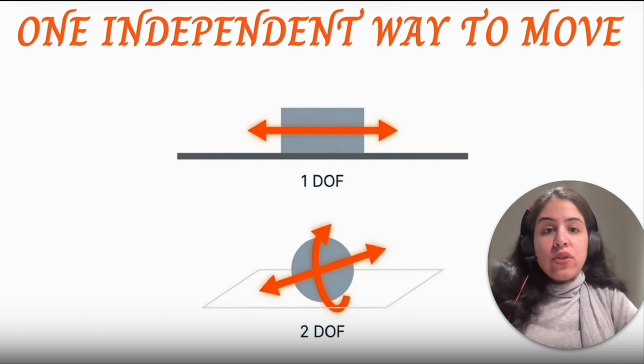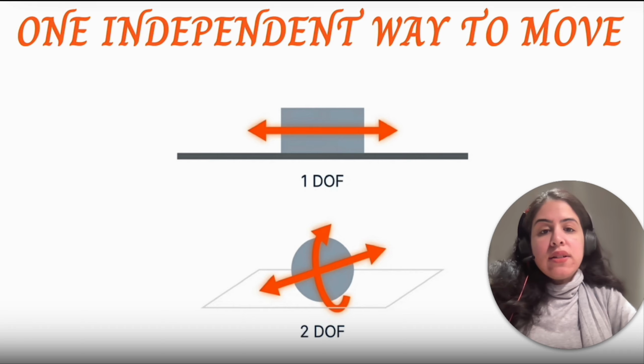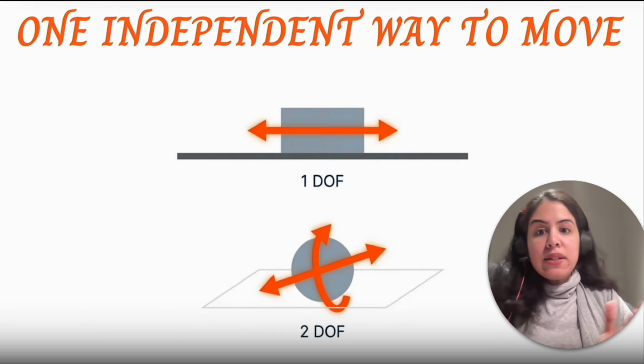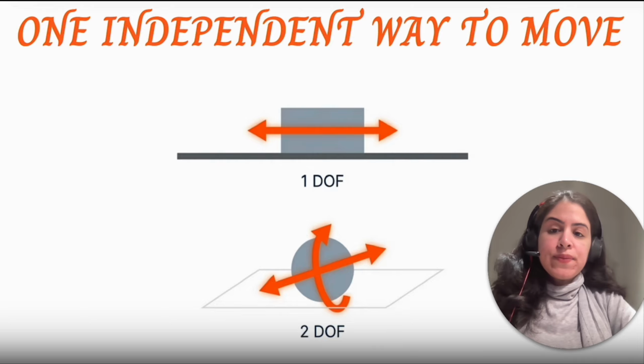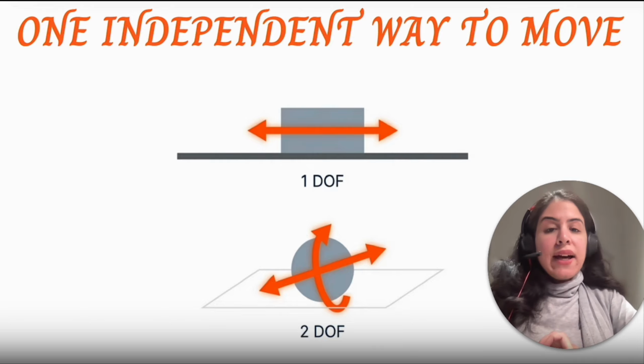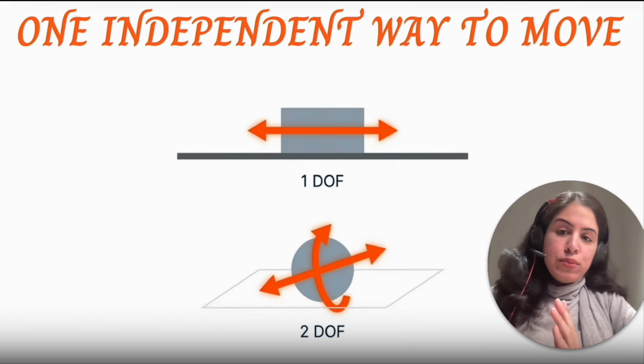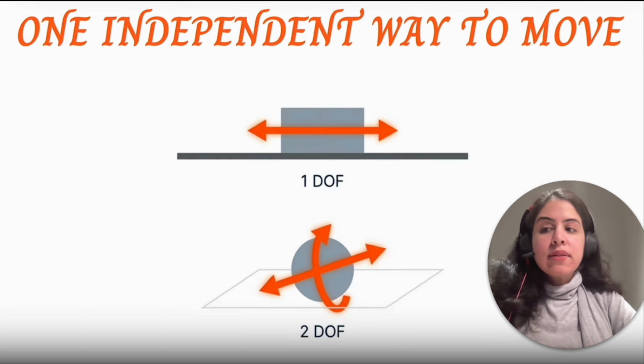So, what does degree of freedom really mean? At its simplest, a degree of freedom is one independent way a robot can move. If a robot can move in only one independent way, it has one degree of freedom. If it can move in multiple independent ways, each one adds another degree of freedom. This idea applies to robots, humans, mechanical systems, basically anything that moves.